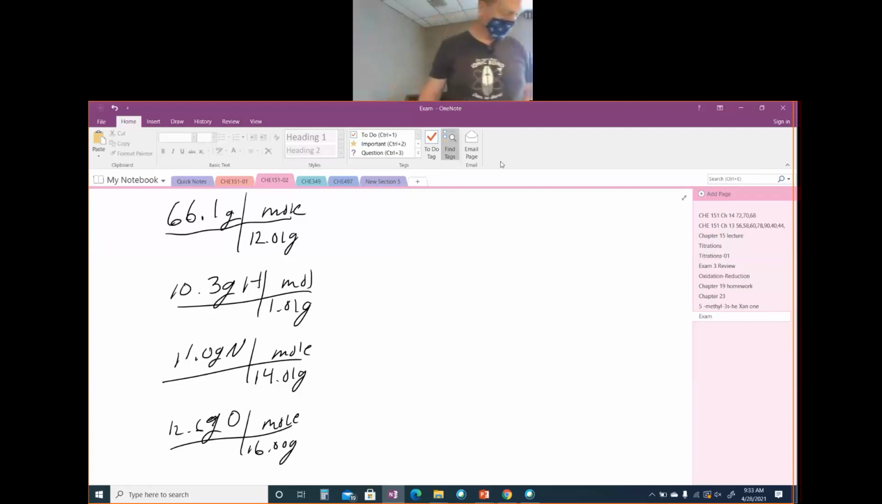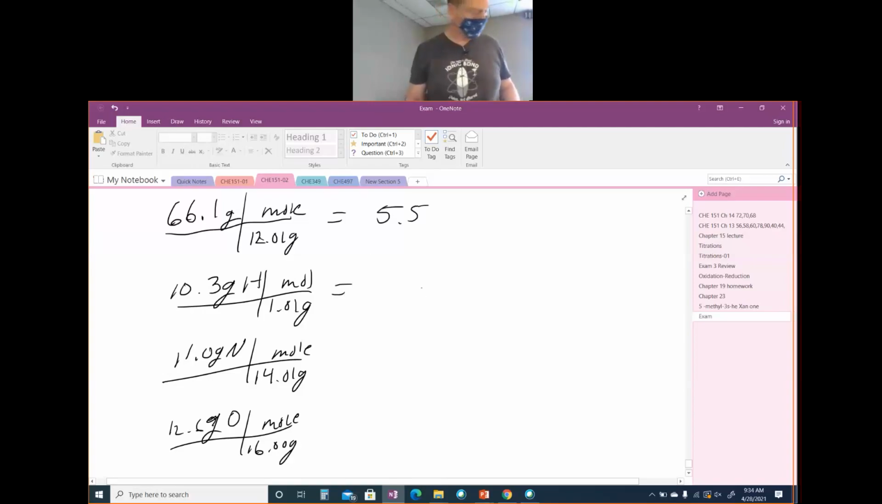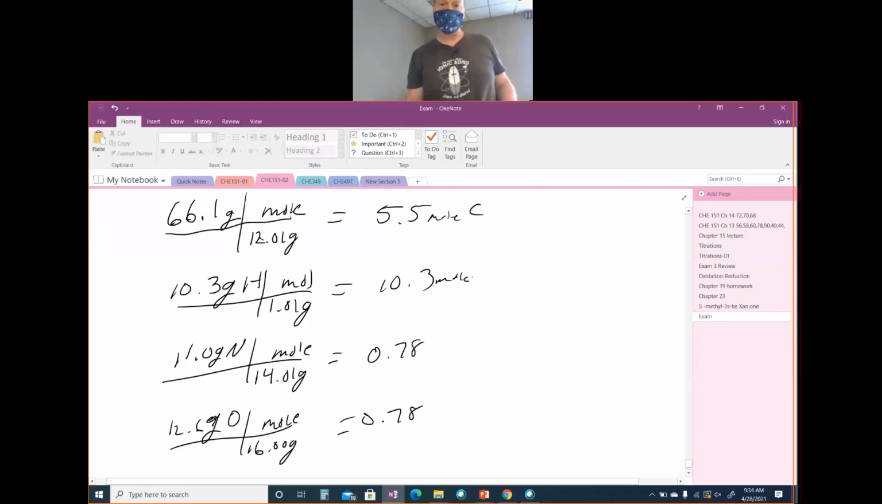All right, so when we push the buttons on the calculator, I didn't do it to great accuracy, so 5.5, I just rounded it here, 10.3, 0.78, and then 0.78 again. All right, so this is your moles of carbon, this is the moles hydrogen, this is the moles nitrogen, this is the moles oxygen.